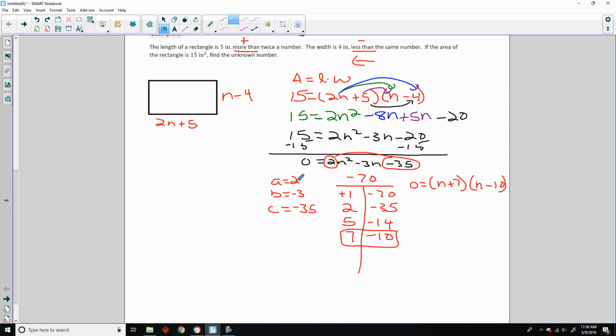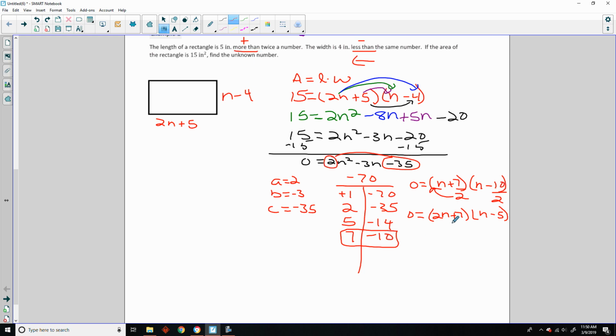We multiplied the 2 over here, so I have to divide it back out. If it does not reduce, it moves to our coefficient. So our equation is now going to be 0 equals the quantity 2n plus 7 times n minus 5, 10 divided by 2.